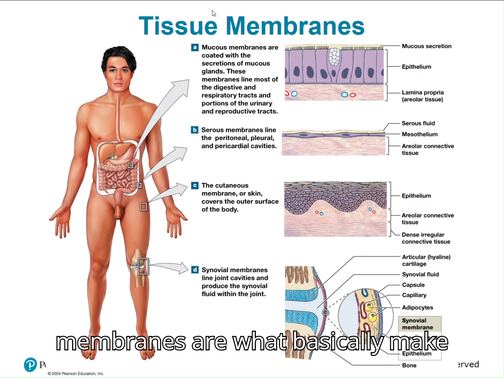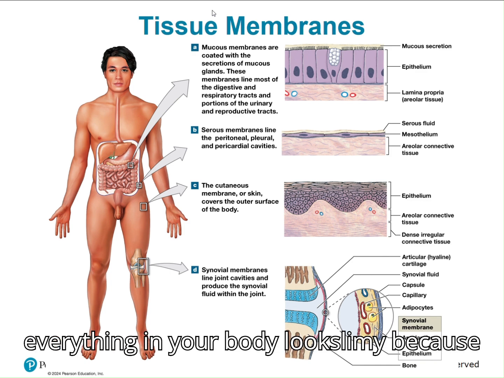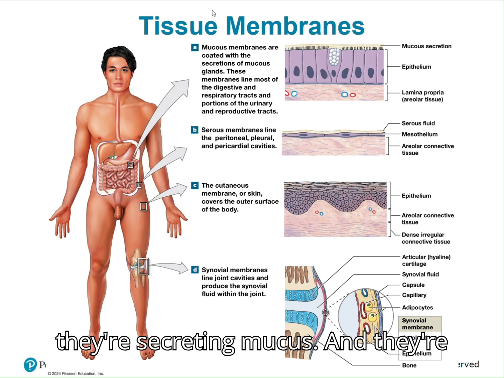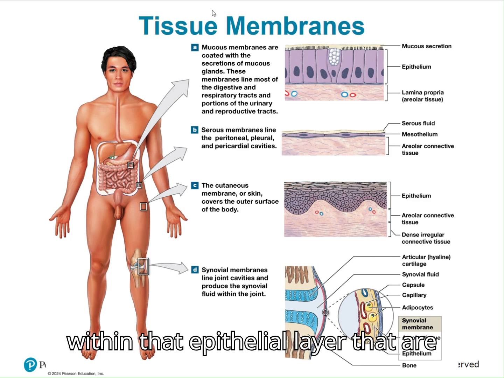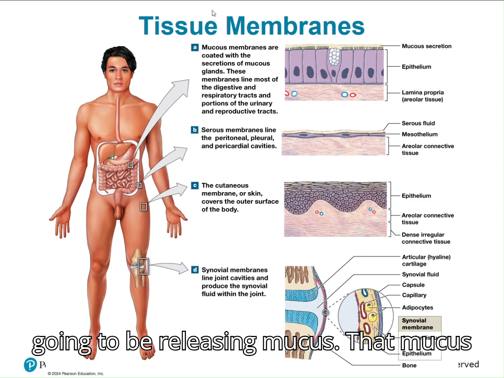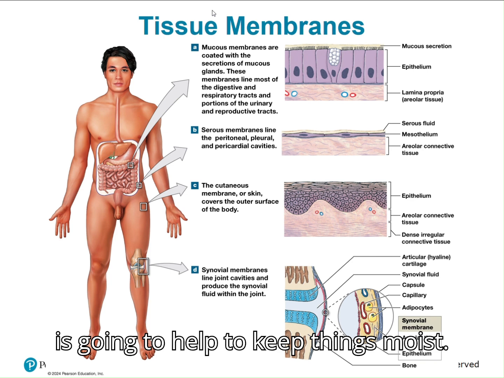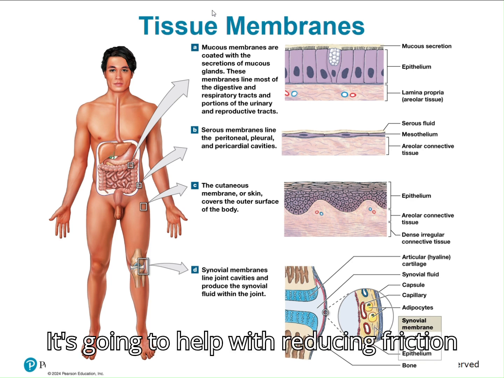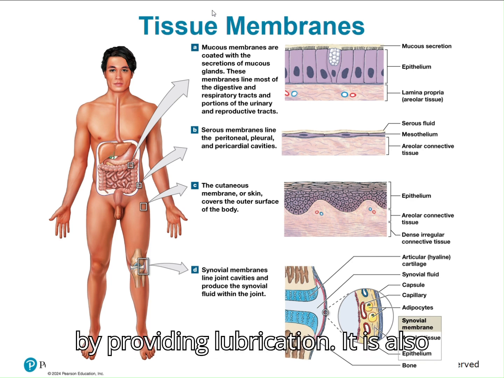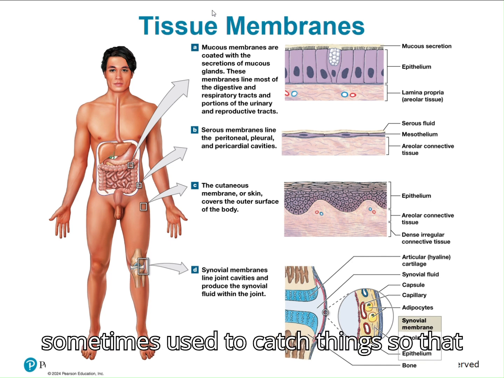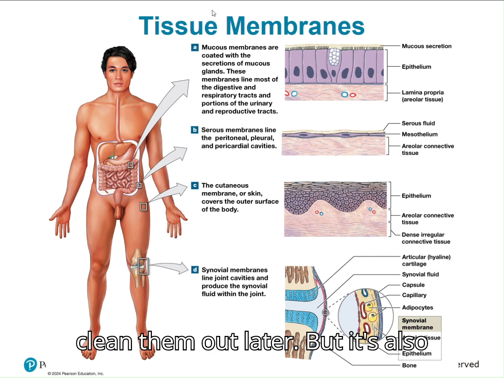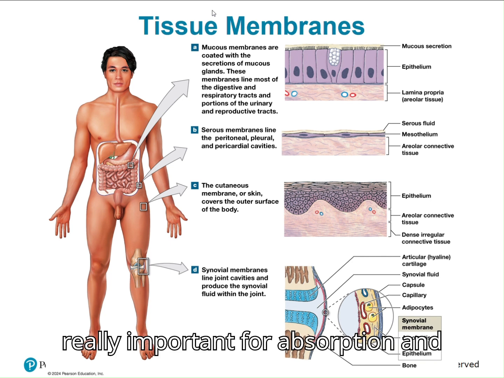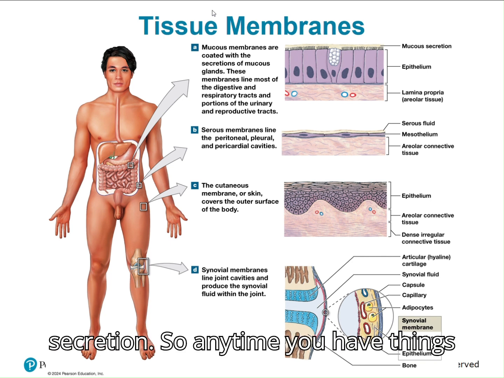Mucous membranes are what basically make everything in your body look slimy because they're secreting mucus. And they're secreting mucus because there are glands within that epithelial layer that are releasing mucus. That mucus helps to keep things moist. It helps with reducing friction by providing lubrication. It is also sometimes used to catch things so that they stick in that place so that you can clean them out later. But it's also really important for absorption and secretion.